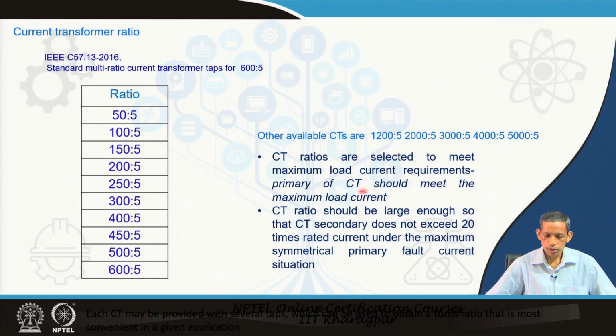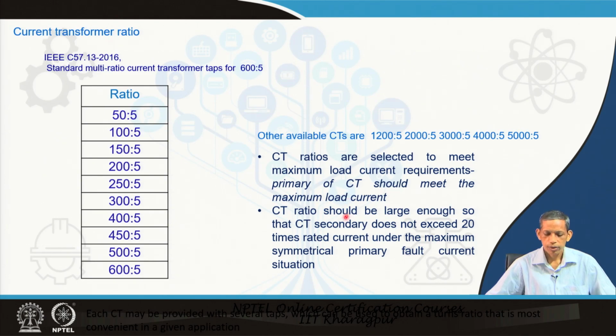On the selection of the CTs, the CT ratios are selected to meet the maximum load current requirement, because this is a continuous rating; faults are rare in the system. The primary of the CT should meet the maximum load current, that is what we saw also in the distribution system overcurrent design.